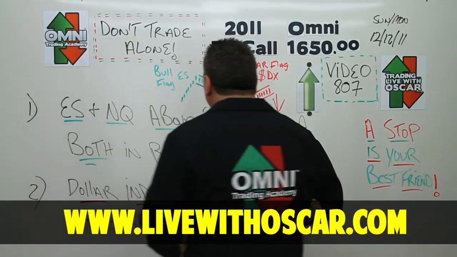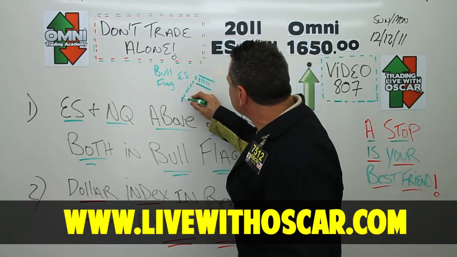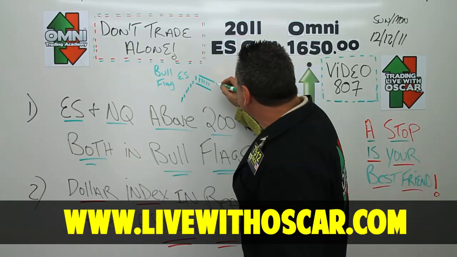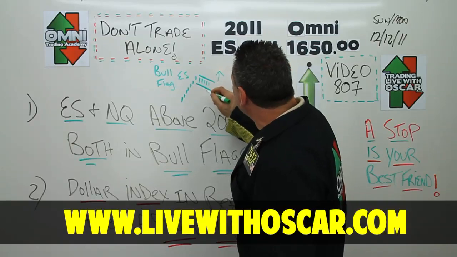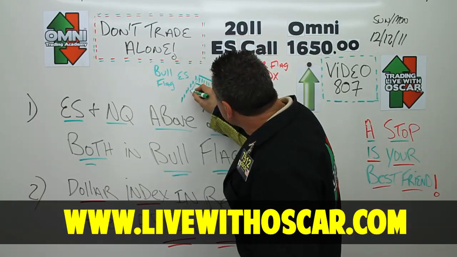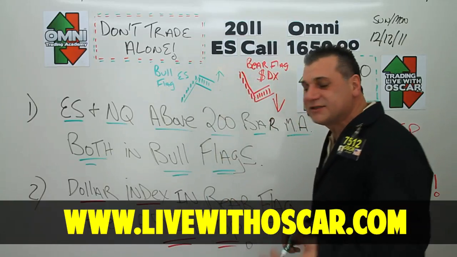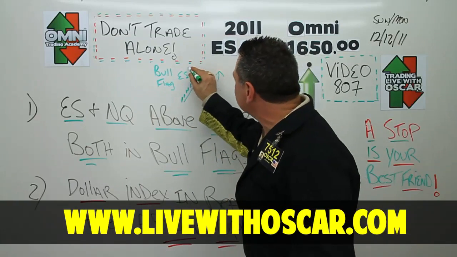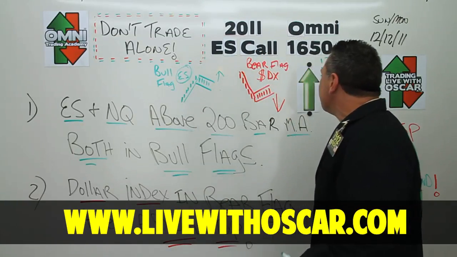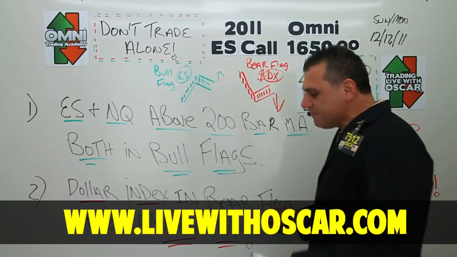Well, you have your bull flag right here. The ES, let's say it ran up and it comes down in the sideways consolidation. You expect the upside, and this run up is the flagpole. So there's your flagpole, there's your flag. That should be your next direction. So you have ES in the bull flag. You have dollar index in the bear flag.